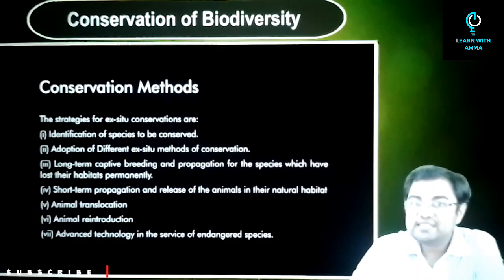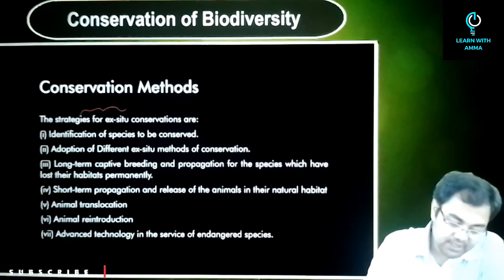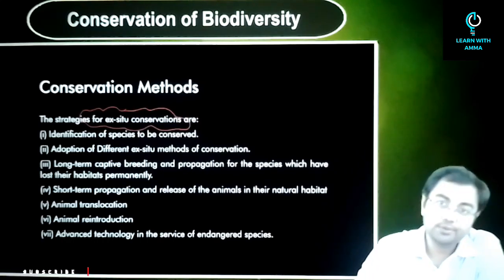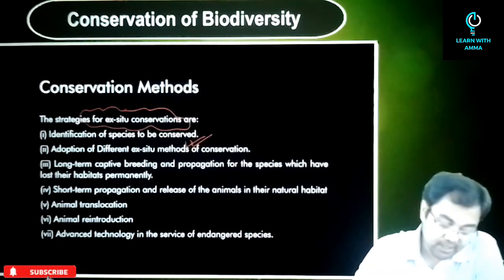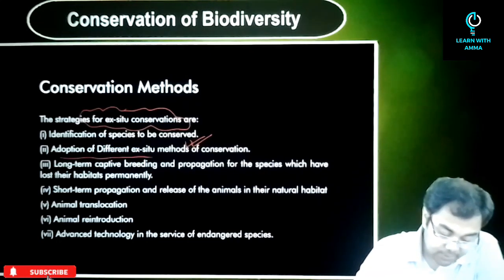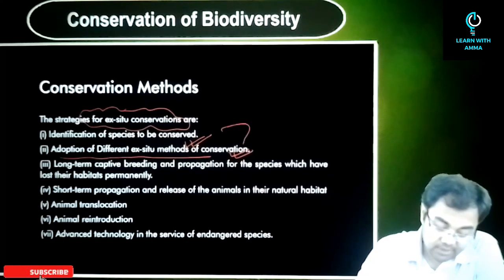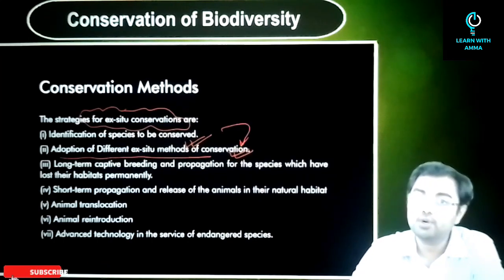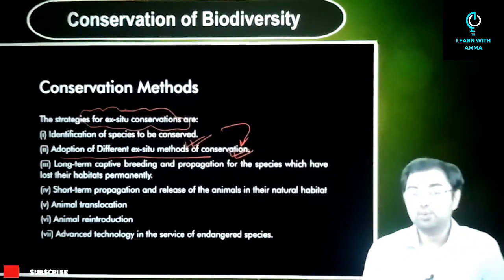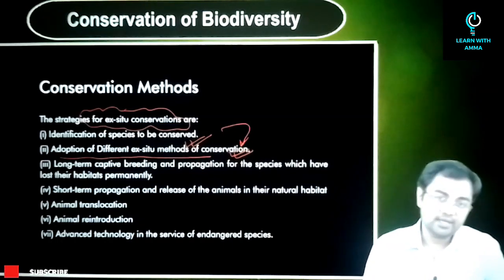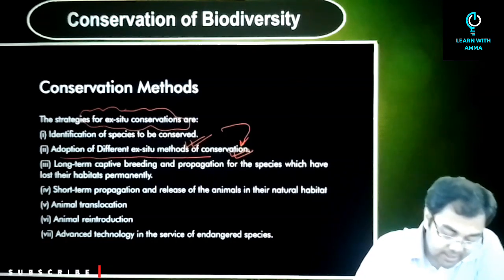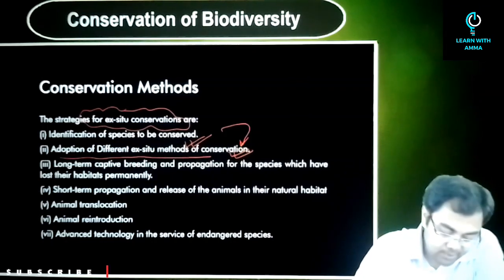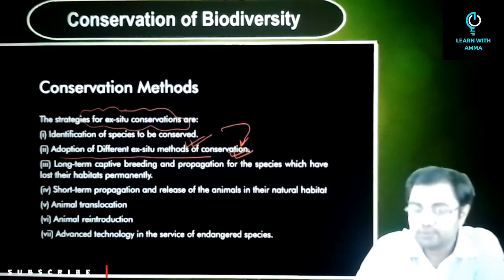So there are various strategies that we use for such conservation that is ex situ in nature. For example, identification of the species that has to be considered, and then there will be an adoption of different ex situ methods of conservation depending on what kind of species it is and what scenario it is in currently, what is the current picture in which this species is living. Depending on that, a strategy will be devised for this species.